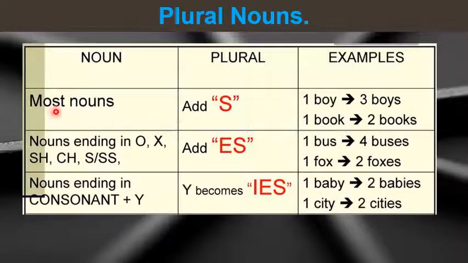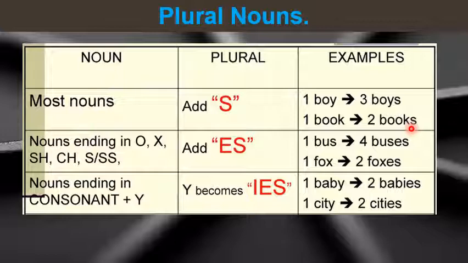How? Look, most nouns, I add s to make the plural. For example, one boy. If I have more than one boy, I simply add s to the end of the noun, to the end of the word. It becomes, for example, three boys. Another example here, one book. But if I have more than one, like two here, two books. One book, two books. So I add s to the end of the noun.